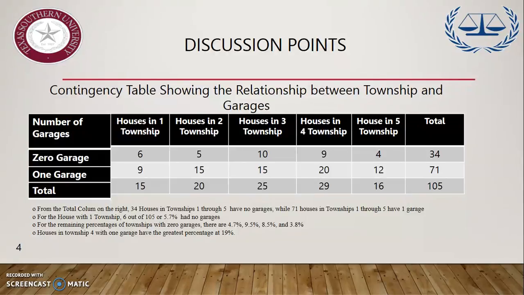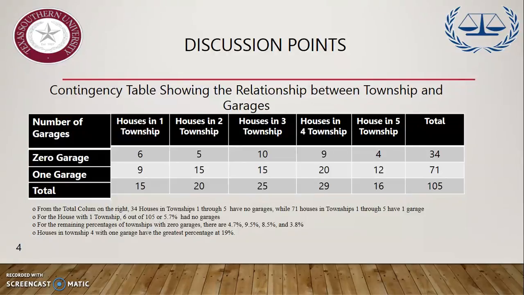Now, looking at the data once it has been inputted, on the bottom I made some notations. Basically, for the houses within the first township, I noticed that 6 out of the total of 105, or 5.7%, had no garages, and so on and so forth. I did the same thing for the remaining percentages with no garages. For houses within the second township, there were 4.7%, 9.5% with 3, 8.5% with 4, and 3.8% take up the slice of data with no garages. Conversely, I did the same thing with 1 garage.